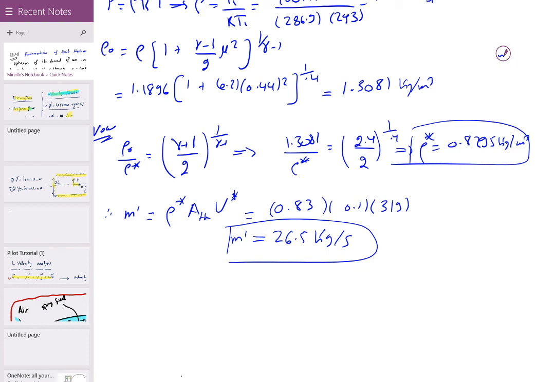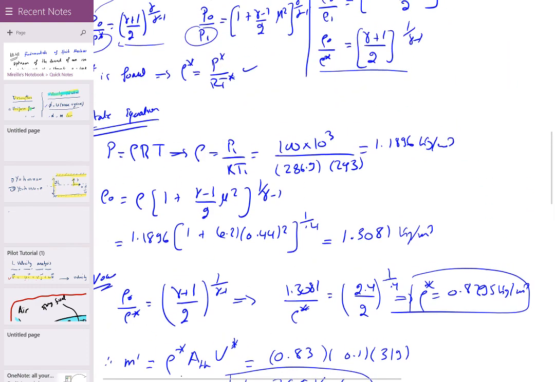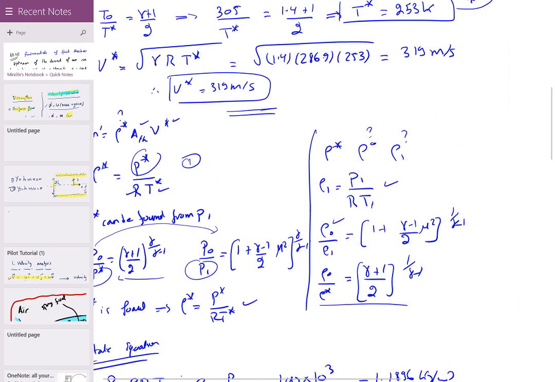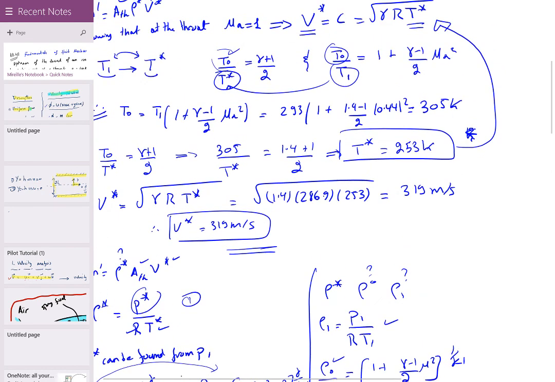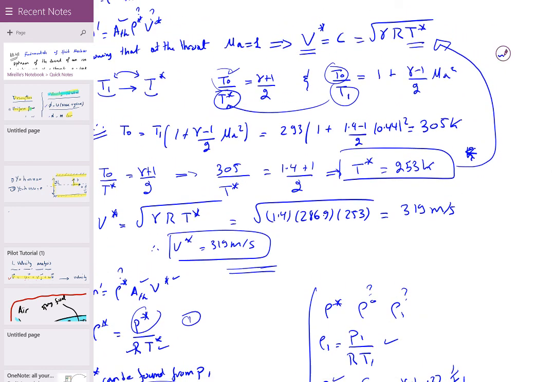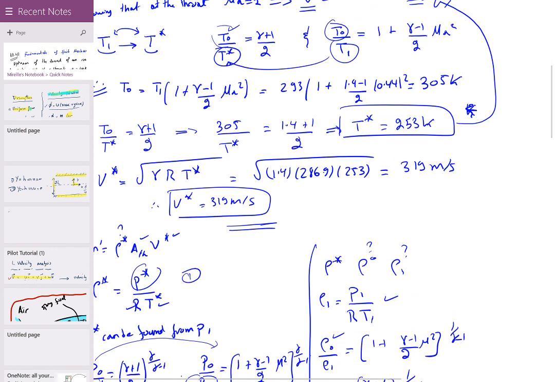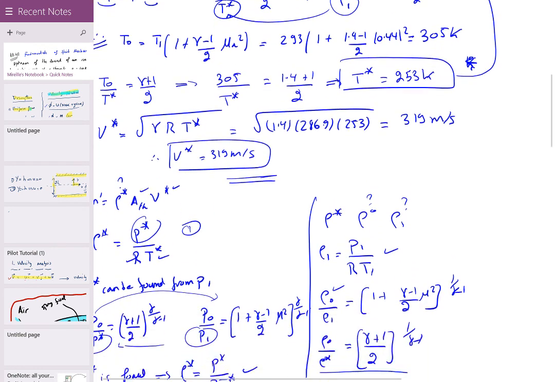Okay, so this is the problem. You need to pay attention to those few small things. Relating T at your state to T critical must go through T stagnation. Same thing applies for pressure. Relating P1 at state 1 to P critical must go through the stagnation value.